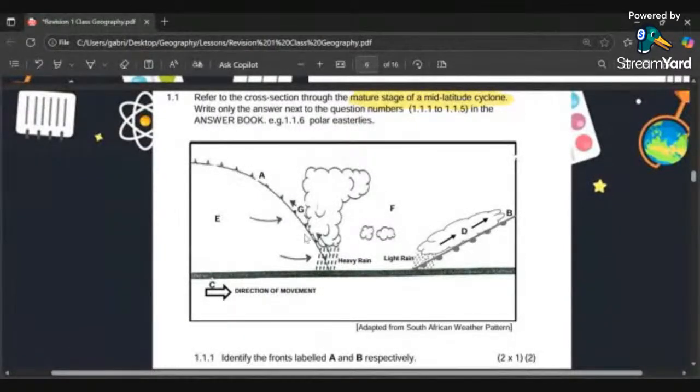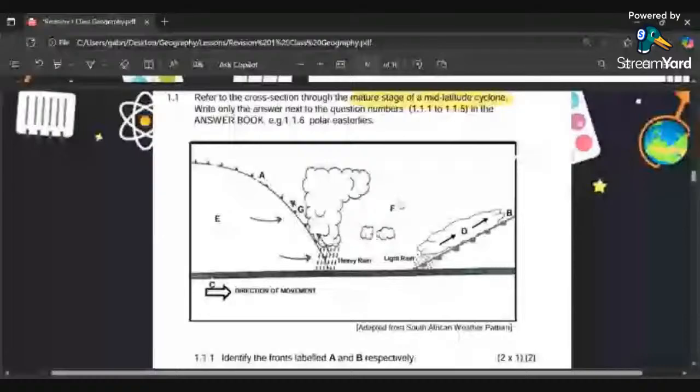And then for E, you have the sector behind the cold front, and you must know the type of sector. The sector behind the cold front is the cold sector, and that was E, and then F is the warm sector. Remember, for this topic, you must be able to describe the weather in each sector. Like I said, at E is your cold sector, at F is your warm sector, and then G is your type of air.